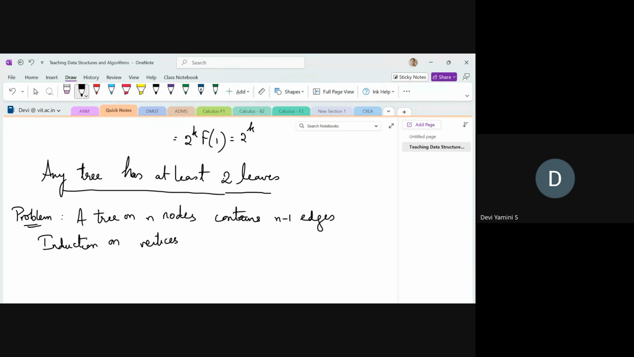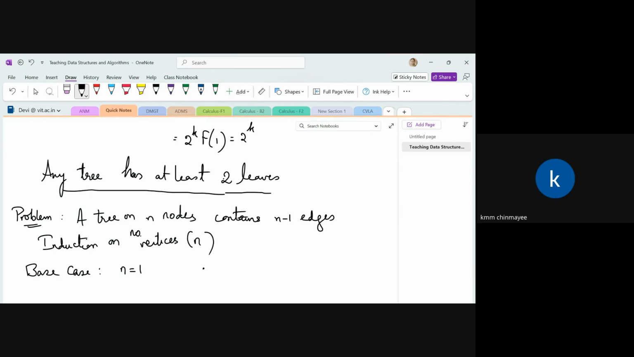So what I'm going to do is, the base case. The number of vertices, we call it n. So the base case, when n is equal to 1, what is the tree with exactly one vertex? A singleton. You have an empty graph on a single vertex, right? Yes. How many edges are possible in this tree?